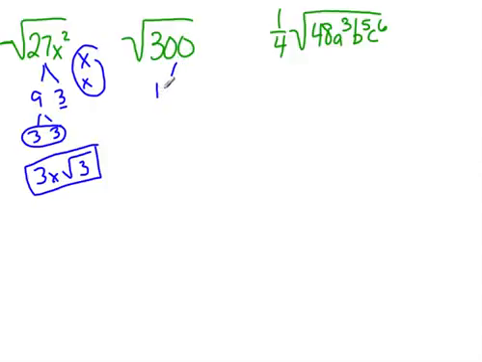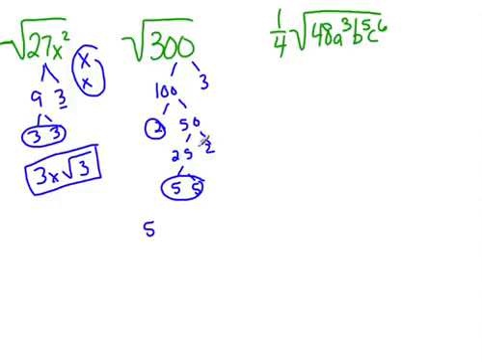300, you can break that down into 100 and 3. You could break 100 down into 2 and 50. 50 into 25 and 2. 25 is 5 and 5. I'm just looking for pairs. Here's a pair of 5's, I can take that out. Here's a pair of 2's, I can take that out. Again, those are multiplied. What's left over is this 3. That gives me 10 times the square root of 3.